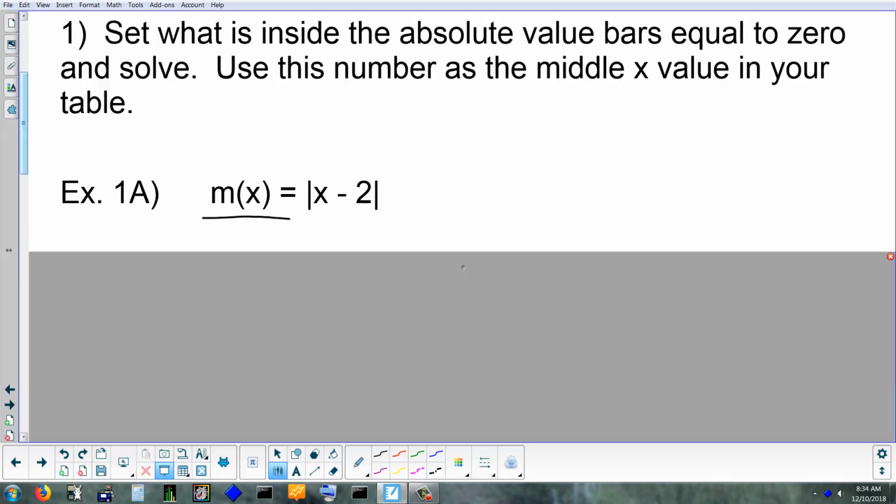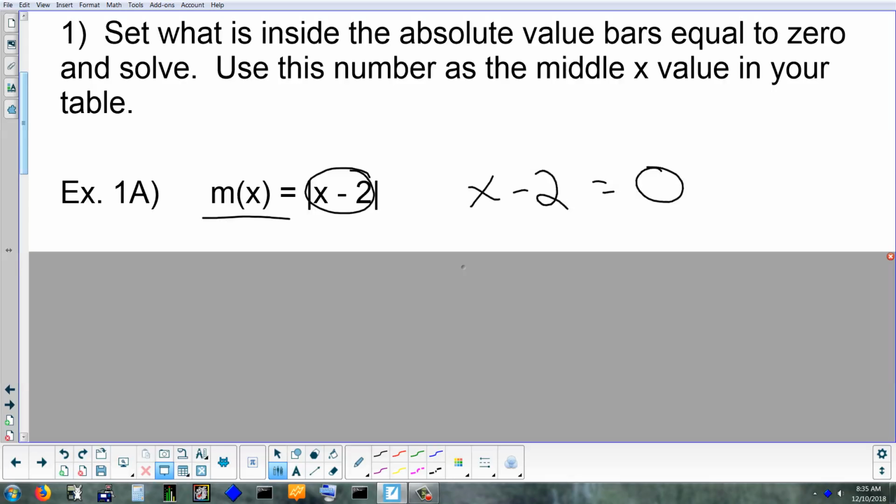So what's that problem going to be? What's inside the absolute value? x minus 2. Take what's inside, x minus 2, and do what? Make it equal to what? Make it equal to 0. I'm just doing exactly what the step says. Take what's inside, I pulled it out, made it equal to 0. One step, and I'll have solved for this part.